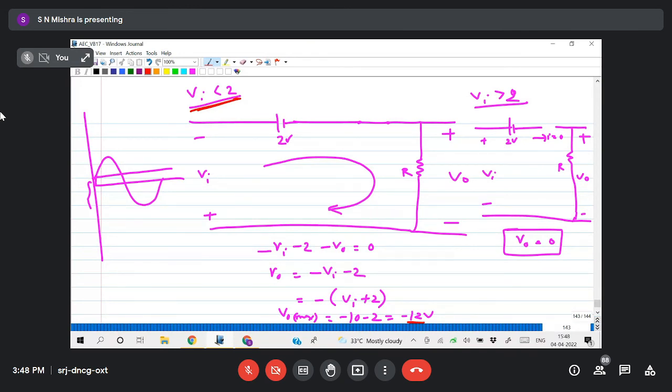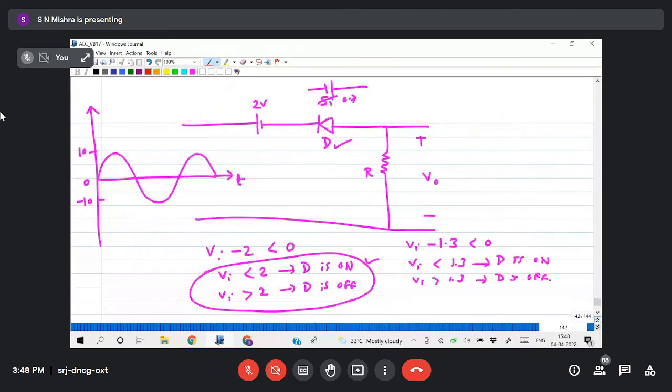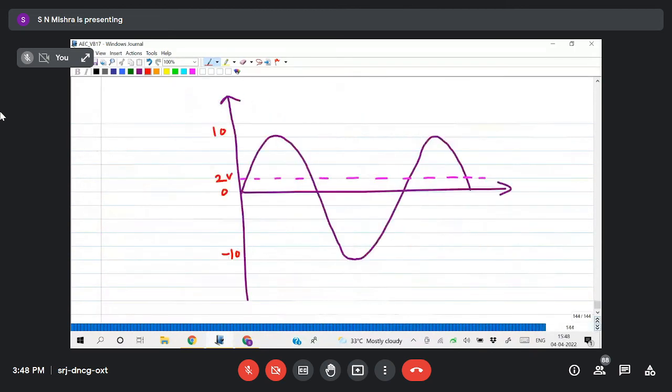Maximum voltage, or minus Vi minus 2. When Vi is greater than 2, output voltage is 0. So greater than 2 means this condition means 3, 4, 5, 6, 7, 8, 9, 10. So whenever input is more than 2, output voltage is how much? 0. So this is converted to 0 line.